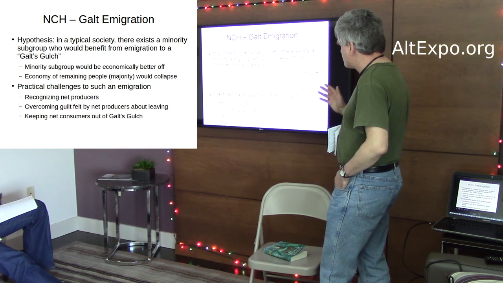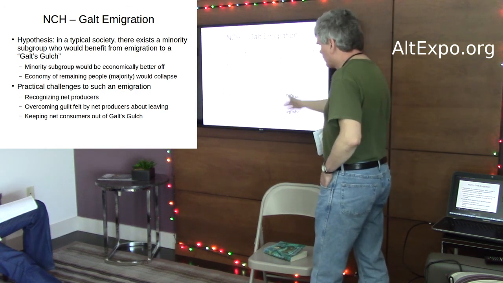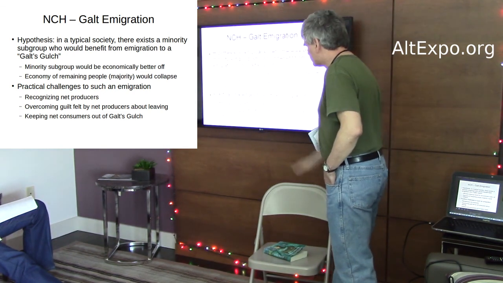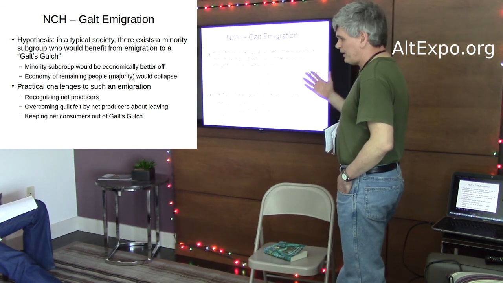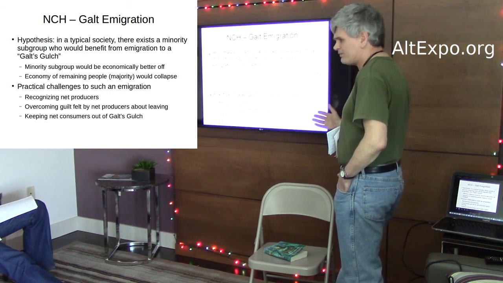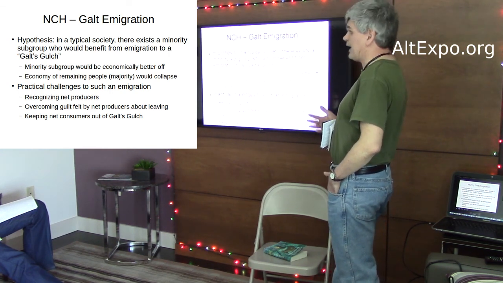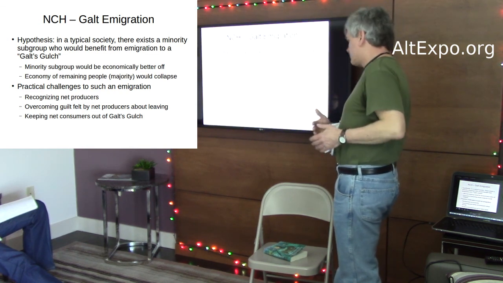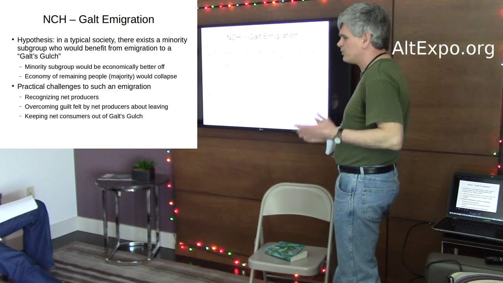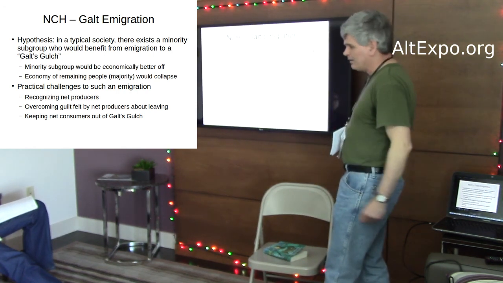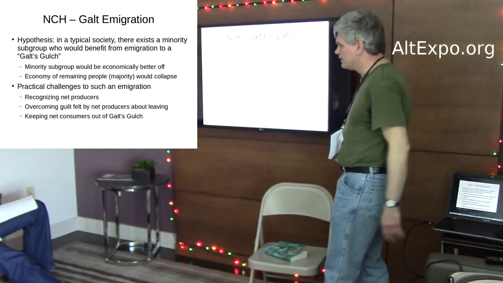But anyway, so what are the practical challenges to make such a thing happen? One of the biggest is recognizing net producers. In our very controlled, unfree labor market, it's very, very hard to tell who's a net consumer. I don't know whether I'm a net consumer or a net producer, much less whether other people are, because it's so hard to tell. The only way to know is to put people in a truly free market and see how they survive over time.